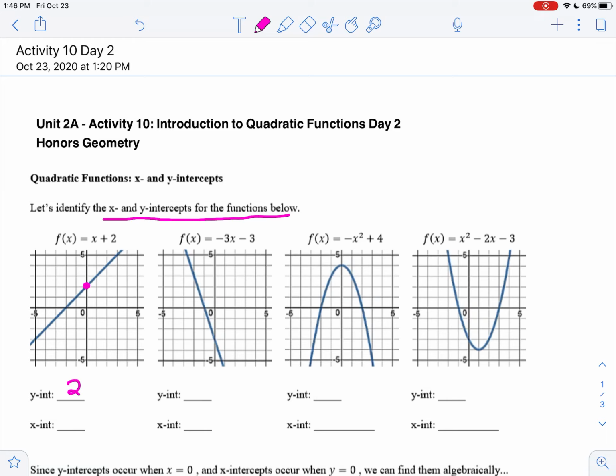The y-intercept will be right here. That's the place where the graph crosses the y-axis. So that looks like it's up at 2. The x-intercept is right here, which looks like -2.